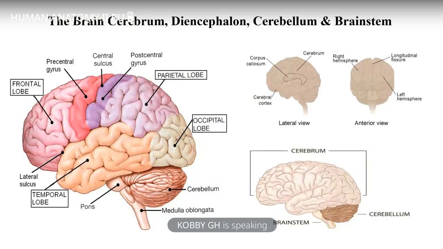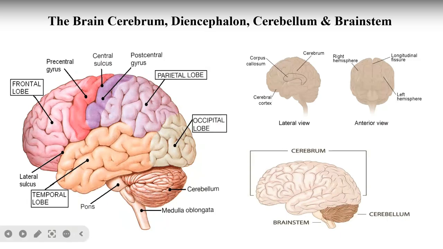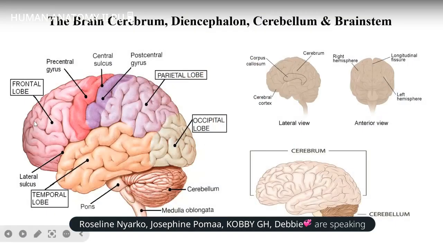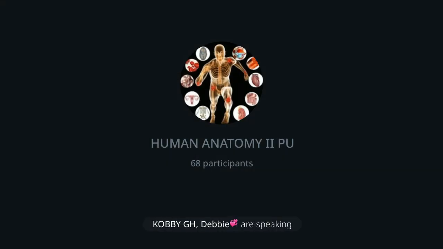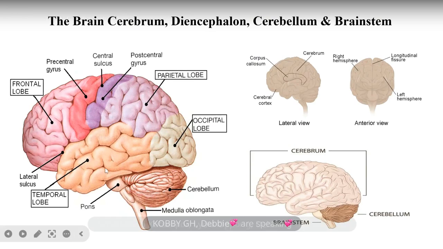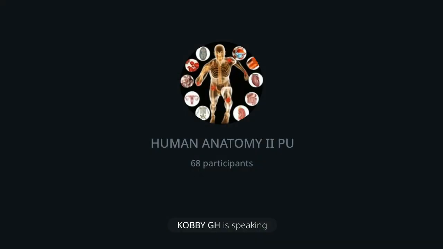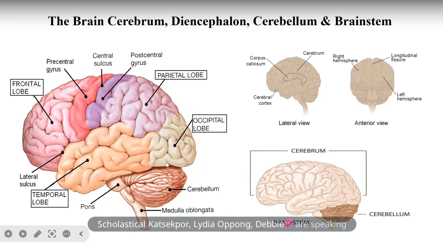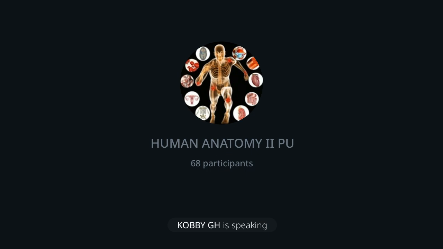What is another name for the cerebrum? Telencephalon. Say telencephalon. Good. Or you can call it the upper brain. Say upper brain. Good. So this is the upper brain.